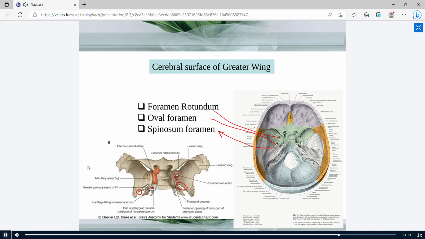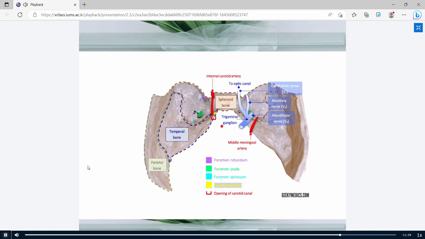You should know the contents of these foramina. For example, the maxillary nerve passes through the foramen rotundum, the mandibular nerve passes through the foramen ovale, and the middle meningeal artery passes through the foramen spinosum. This is very, very important.